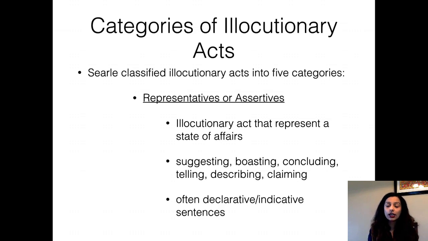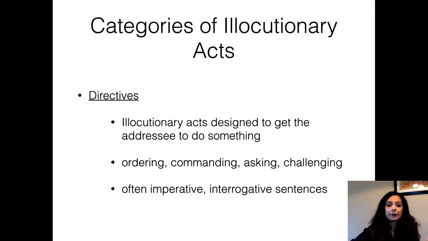The first one is called representative or assertive. And these are things like suggesting, boasting, concluding, telling, describing, etc. Very often, these are declarative sentences, right? So there's a sentence in the declarative, a positive sentence, and very often that is a representative or an assertive because you're telling the person something.